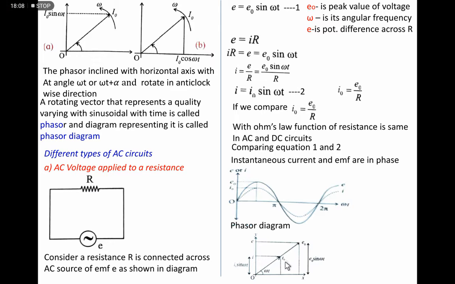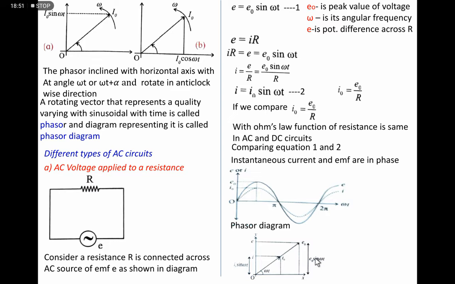Here, current and EMF, both quantities rotate. These are the phasors, and they are rotating in anti-clockwise direction. Phase is the same, they are along the same position, only the peak values will be different. With the phasor diagram we can show the relation between EMF and the current. Here it is very clear from equations 1 and 2 that both current and EMF are in phase.